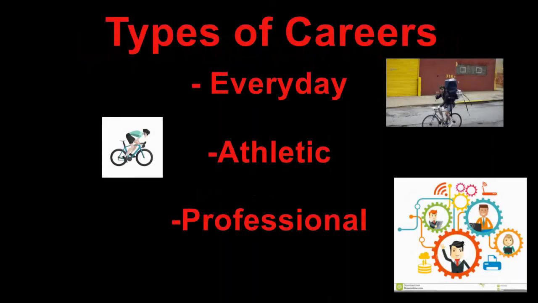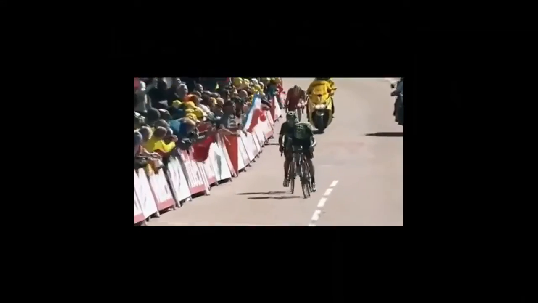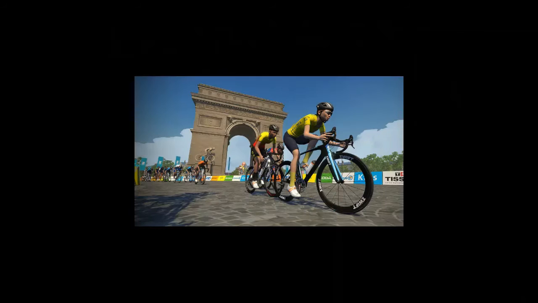Now, let's talk about types of careers. There are 3 different career paths you could follow in biking. One is an everyday, one is athletic, and one is a professional career. Let's start with the everyday one. The first one is a bike messenger. You can work for a company like Uber Eats to deliver food. If you're more athletic, you could compete in the Tour de France. It's a bike competition in France where the winner can take home $2.3 million in euros.